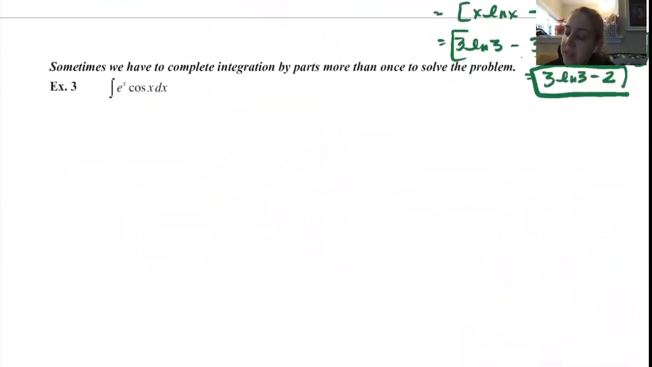Sometimes we have to complete integration by parts more than once in order to solve the problem. So that's what's going to go on here.